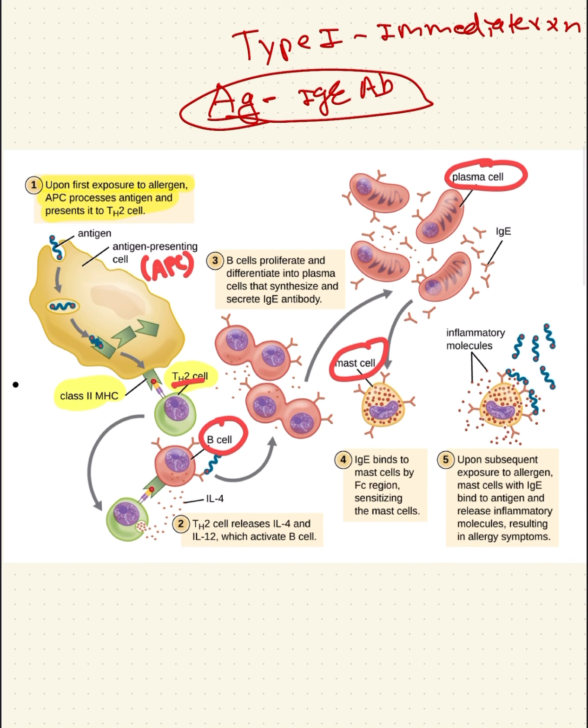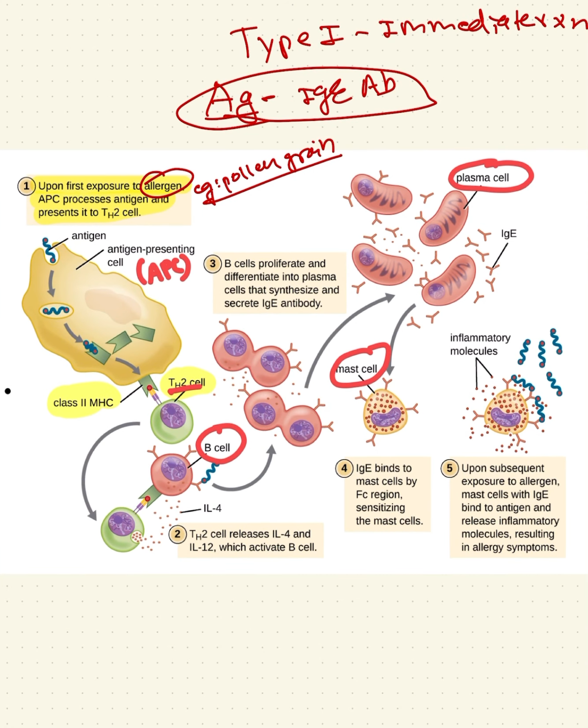At first, there will be the allergens, for example, pollen grains, right? For example, a pollen grain will get exposed and it will be presented to the antigen presenting cell. Here you can see the antigen presenting cell, and this will process the antigen and present it on the surface molecule, that is MHC class 2 molecules. This MHC class 2 molecule will present this processed antigen to the Th2 helper cell, and this Th2 helper cell releases factors. Here you can see interleukin 4.